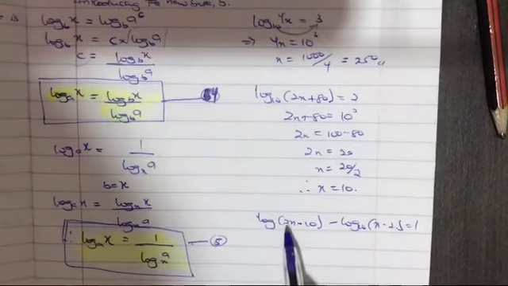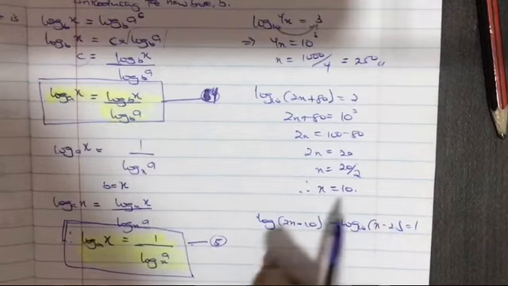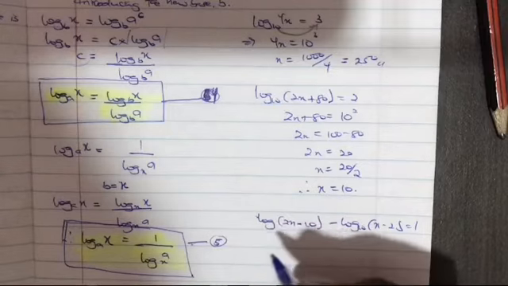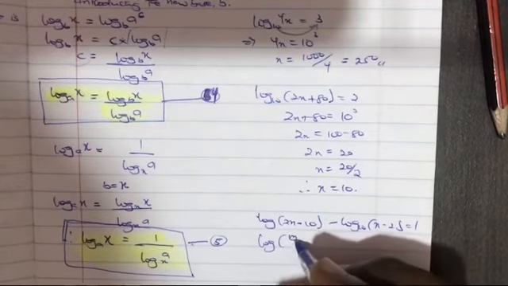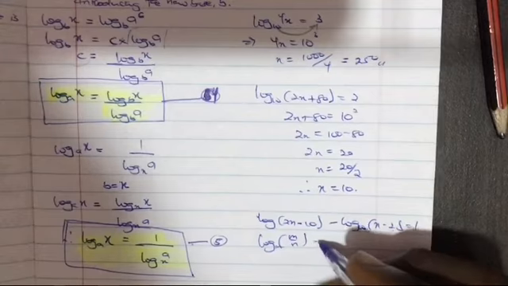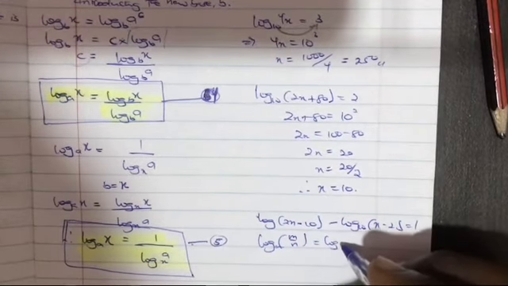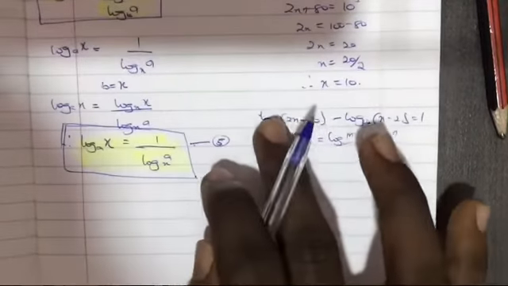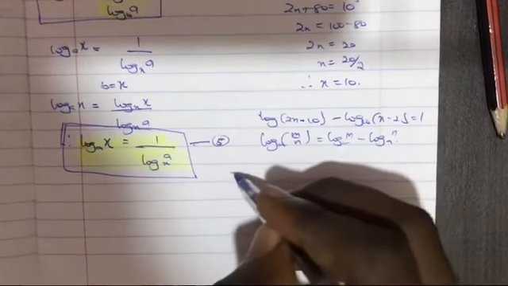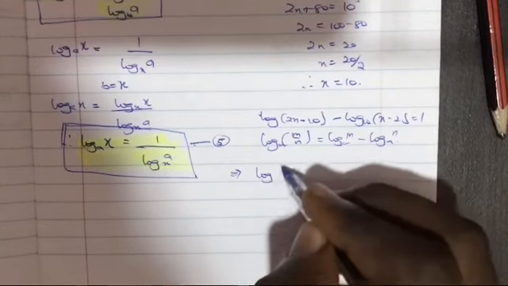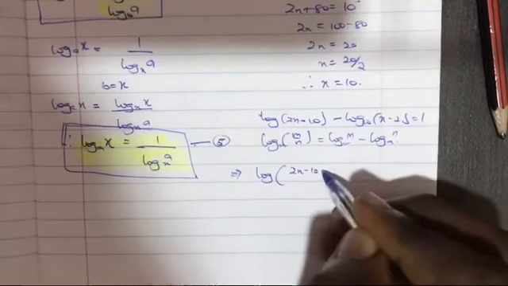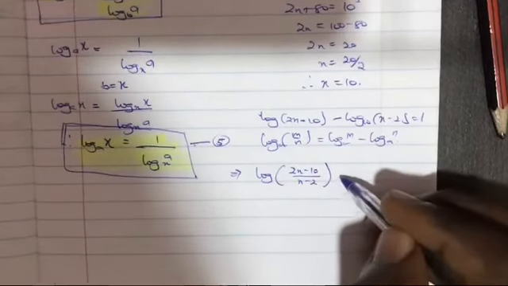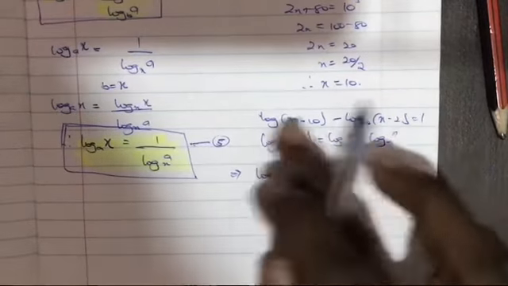Remember, whenever you see subtraction of logs, remember the second law: we say that log of m over n to the base a would then be equal to log of m to the base a minus log of n to the base a. So I can say that this expression can be written in this form. So this implies that log of 2x minus 10 all over x minus 2, all to the base 10, is equal to 1. That's what this means.